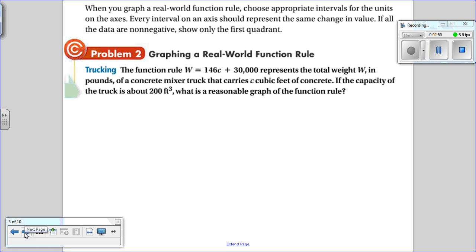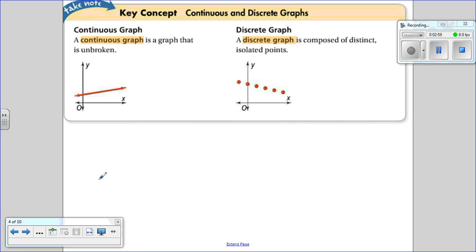We're going to hop over this one because if you need another example, go ahead and take a look at this one on page 254. But the difference in this chapter is a continuous graph versus a discrete graph. Okay? Continuous graphs are lines. They are unbroken lines. Where a discrete graph is isolated points. It's sometimes still in the shape of a line, but we don't actually draw the line.